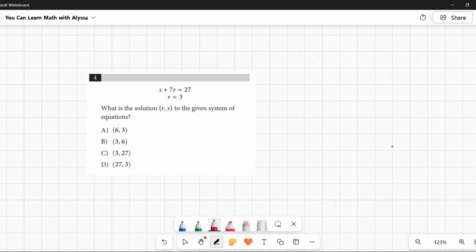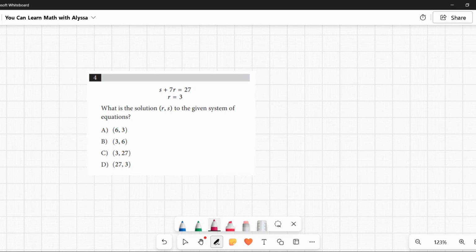Number 4, S plus 7R equals 27 and R equals 3. What is the solution RS to the given system of equations? Okay, so this is a system of equations. It means we have two. I don't see any squares, like x squared, r squared, s squared, nothing like that. These are both linear. They are two lines.